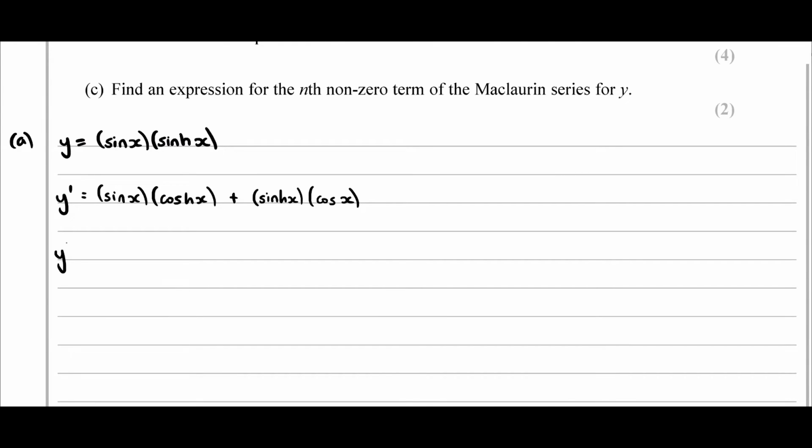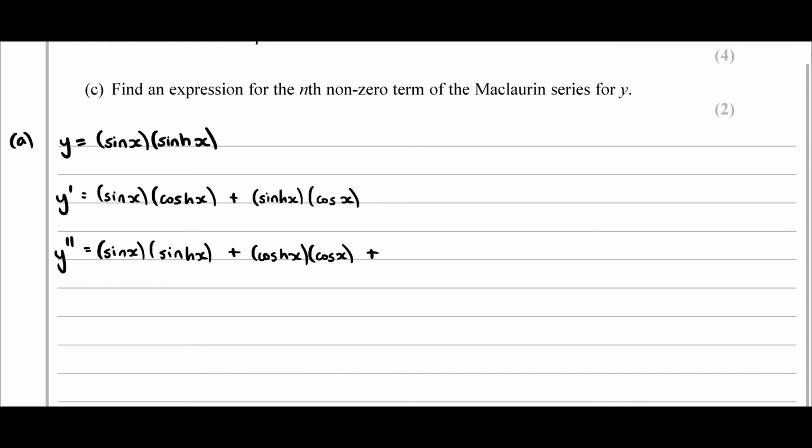The second derivative, the sin x multiplied by the cos x, we have v, which is sin x, multiplied by u dash, which is sin x, plus u, which is cos x, multiplied by v dash, which is cos x.